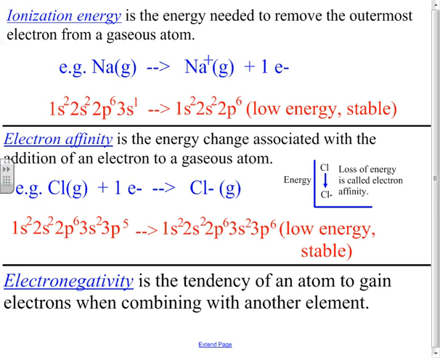So if we have the sodium atom, which has this electron configuration, and we remove one electron from it, now it's going to lose its 3s1 electron. That will give it the electron configuration of the closest noble gas, which is neon with 10 electrons, and that is a low energy stable electron configuration.